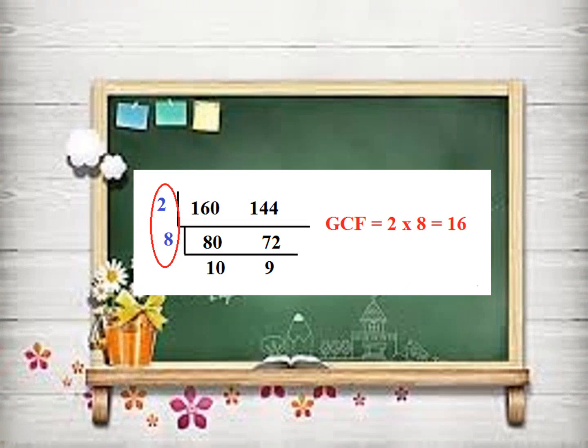Another example, 160 and 144. We will get the GCF. First, divide by 2. 160 divided by 2 is 80. 144 divided by 2 is 72. Now, 80 and 72 are divisible by 8. 80 divided by 8 is 10. 72 divided by 8 is 9. Here, 10 and 9 are the numbers left.